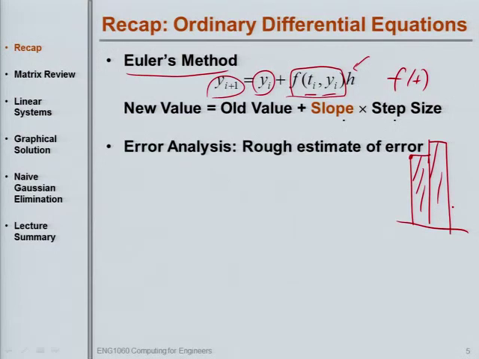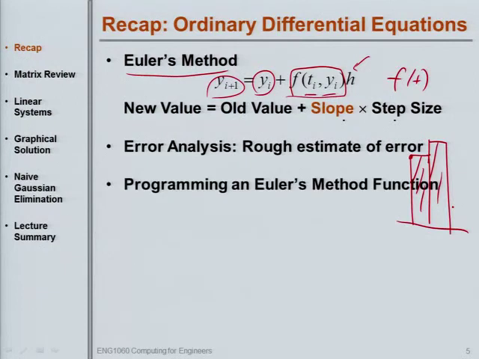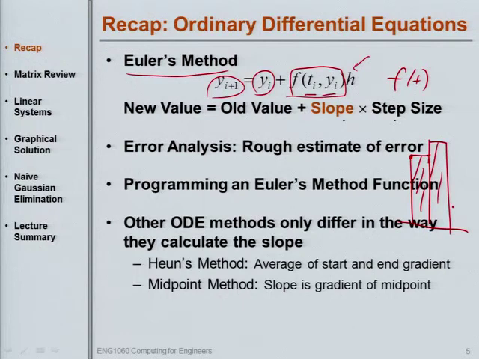We looked a little bit at the error analysis and provided a rough order of the estimate. We looked at programming the Euler's method function, and we then looked at a number of other ways of integrating ODEs, and in effect we saw that methods like Heun's method, the midpoint method, even the Runge-Kutta methods, only really differ in the way we calculate this right-hand side function. So remember, with Heun's method, we take a guess at the beginning, do an Euler step, get to the end, then make an estimate of the slope at the end, and we average those two.